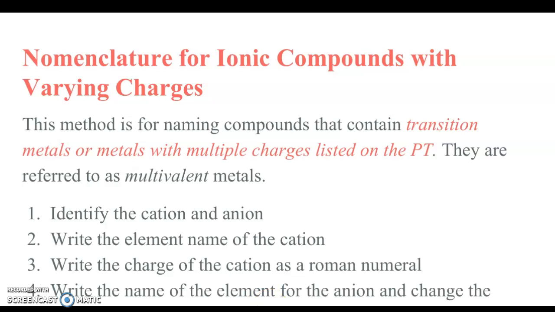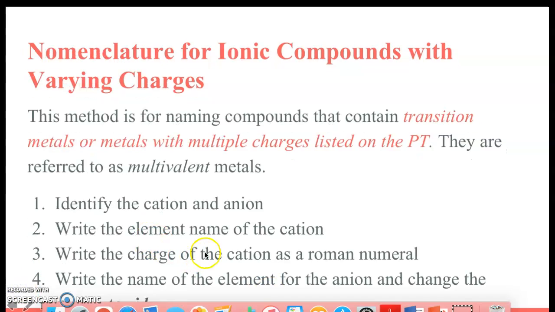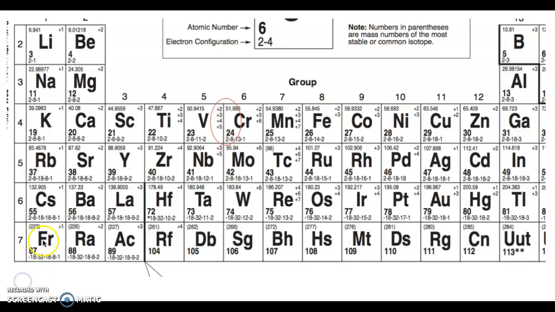And then lastly, you're going to write the name of the element for the anion in the chart and change the ending to -IDE, not the charge. So you write the element name for the anion, drop the ending, change it to -IDE, just like we were doing before.